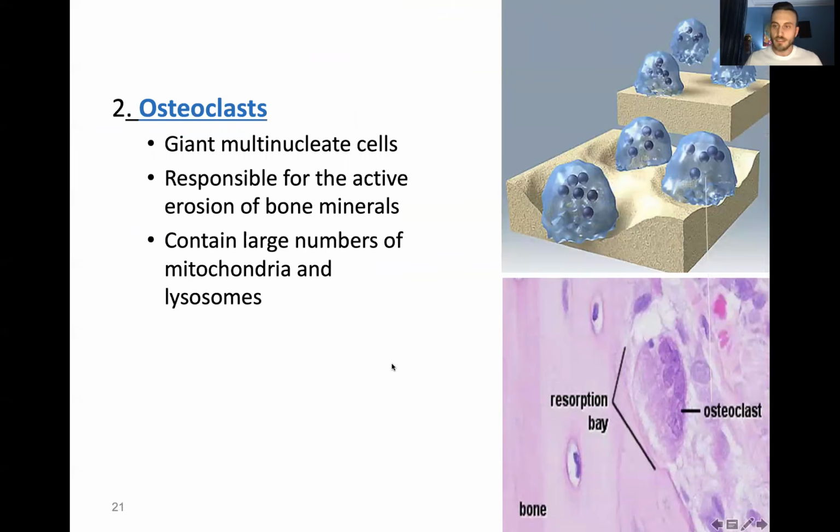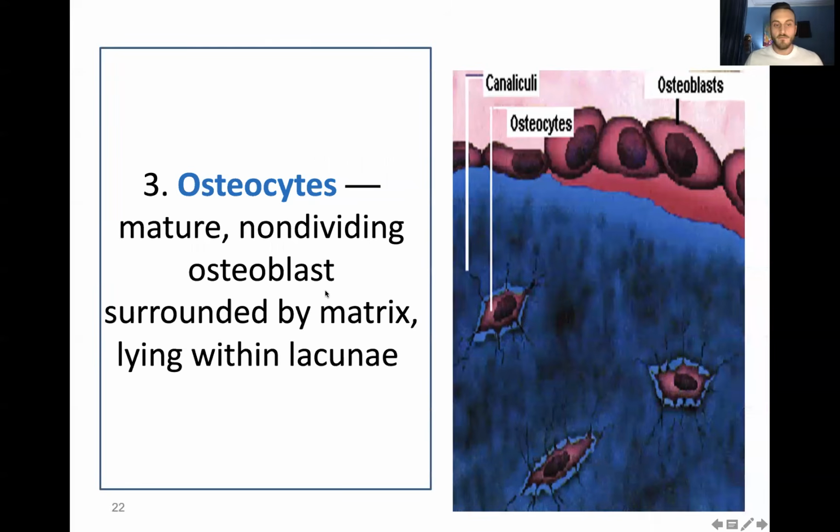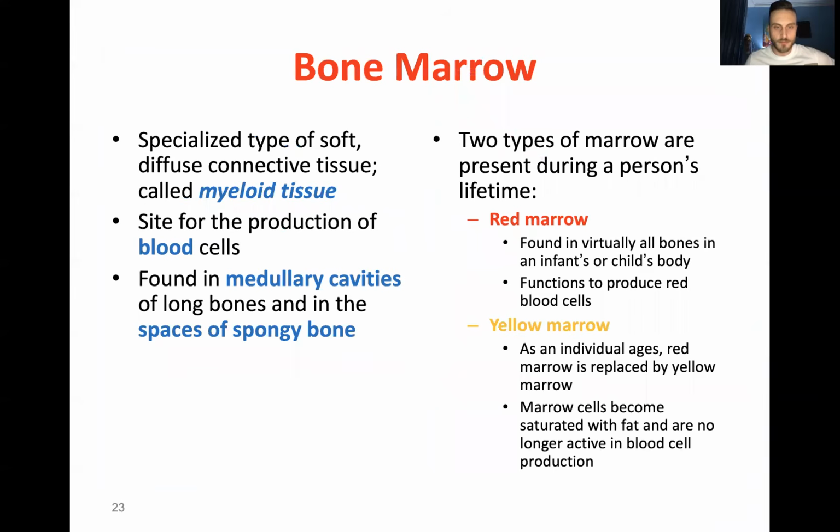The second type is the osteoclasts. The osteoclasts are giant multinucleated cells, as you can see in these pictures. The function of these cells is to resorb the bone. So bone formation, osteoblasts. Bone resorption, osteoclasts. Finally, we have the osteocytes. The osteocytes are the mature, non-dividing osteoblasts. After the osteoblasts have done their work, they retire and go sit in the matrix, and they are named osteocytes.